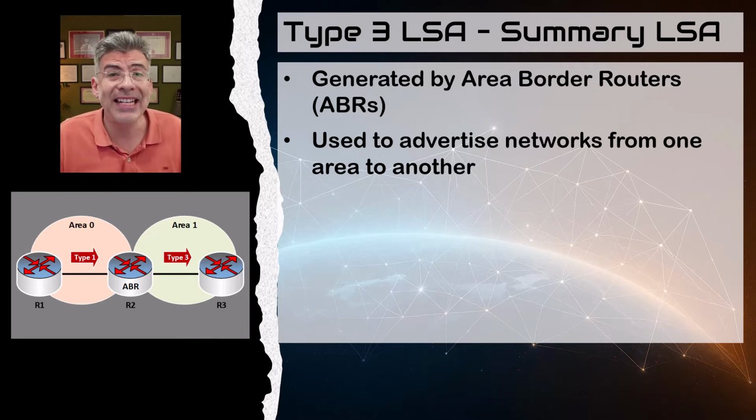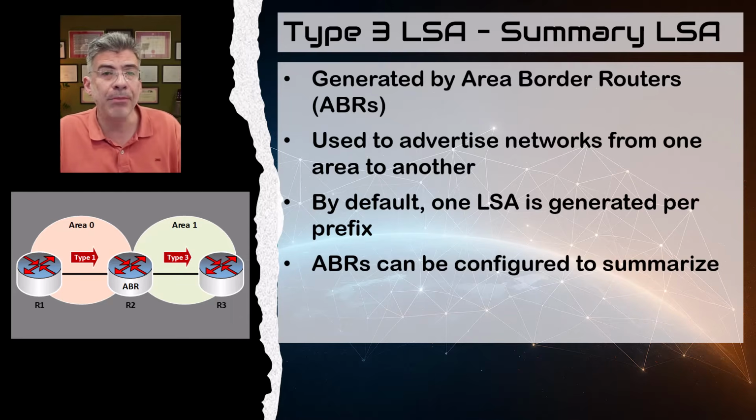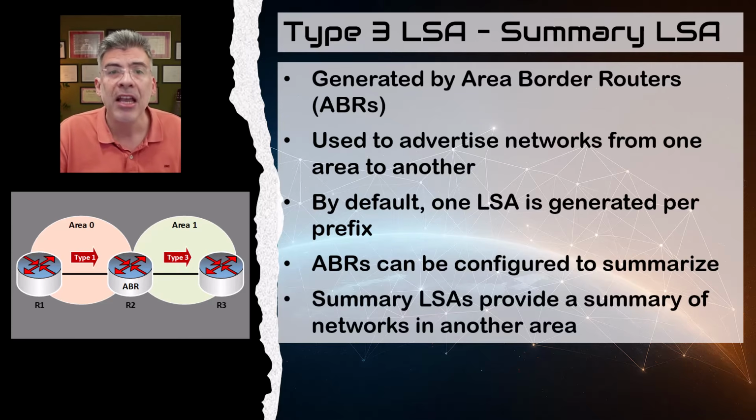Now, unlike Type 1 and Type 2 LSAs, Type 3 LSAs actually contain network prefixes. One LSA is typically allocated per prefix, and by default, these networks are not summarized. You can, however, configure summarization at the ABR so that multiple networks within one area are summarized when advertised to another area. And indeed, this is best practice in most cases to keep OSPF updates and routing tables small. Summary LSAs, as their names suggest, provide a summary of all the networks that exist within a particular area.